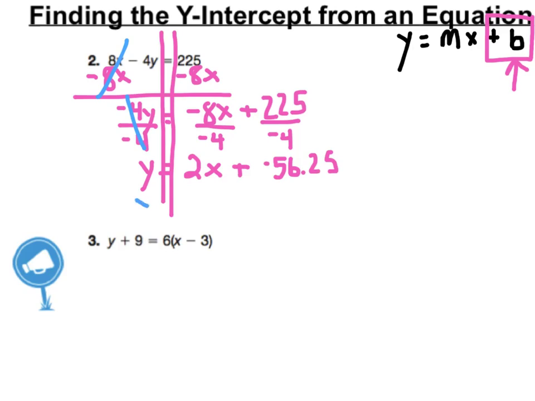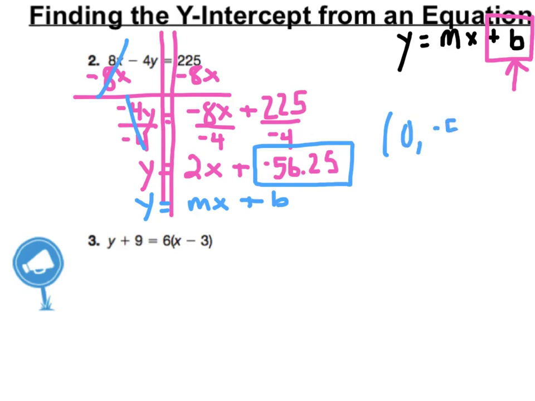Okay, we are now in slope-intercept form, which means we can quickly identify b and write it in coordinate form. 0, comma, negative 56.25. Done.